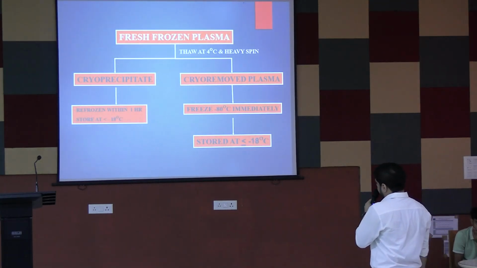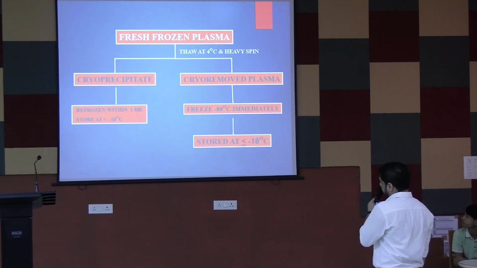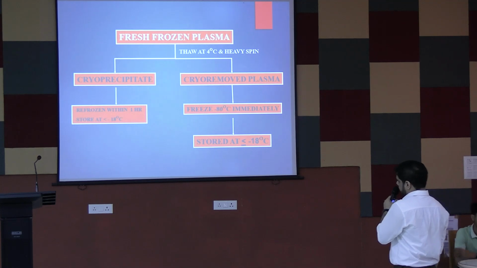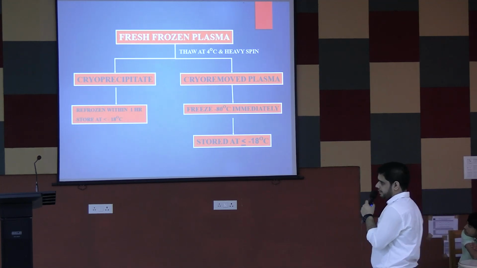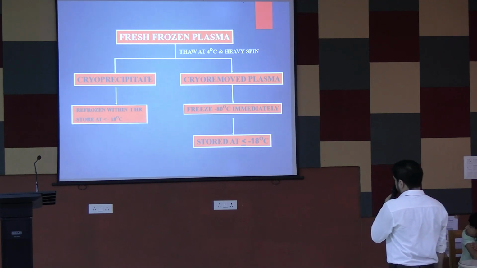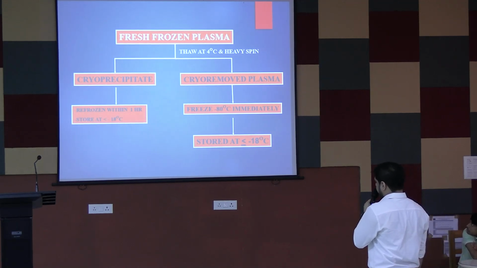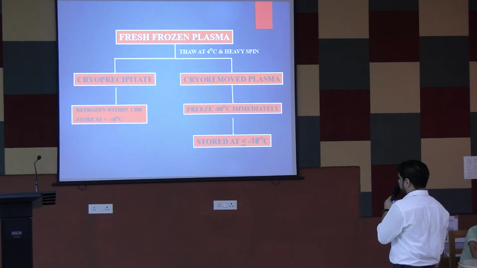Fresh frozen plasma is then thawed at 4 degrees C and given a heavy spin. It is divided into cryoprecipitate and cryo-removed plasma. Cryoprecipitate should be refrozen within 1 hour, stored at minus 18 degrees centigrade, and cryo-removed plasma is frozen at minus 80 degrees centigrade immediately, stored at less than or equal to minus 18 degrees centigrade.